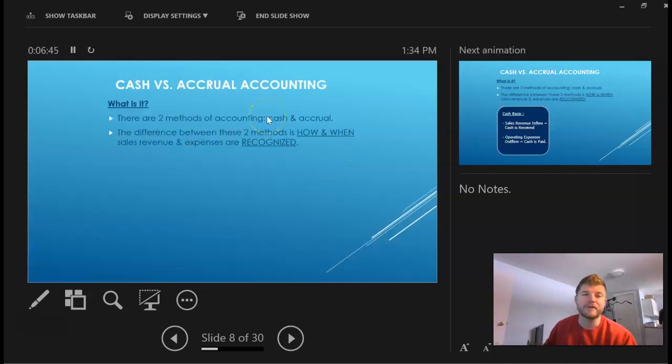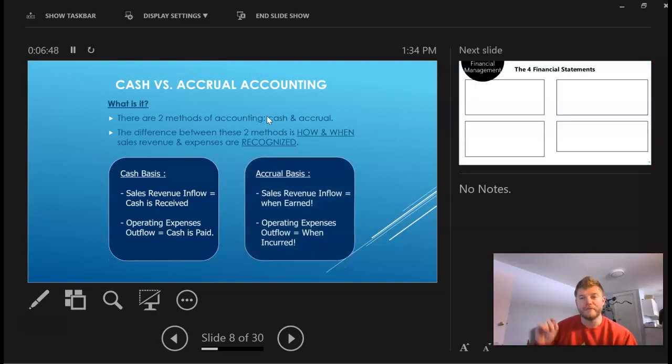So cash versus accrual. So this is pure review here, okay? So there are two methods, cash and accrual. The difference between these two methods is how and when sales, revenue, and expenses are recognized. And I don't remember if you remember the terminology: by recognize, I mean when we actually record them, like when the cash would come out or the sales would come in. So on a cash basis, which we typically don't work with, sales revenue is recorded when the cash is received. And same thing with operating expenses, we don't record it as an operating expense until we pay it.